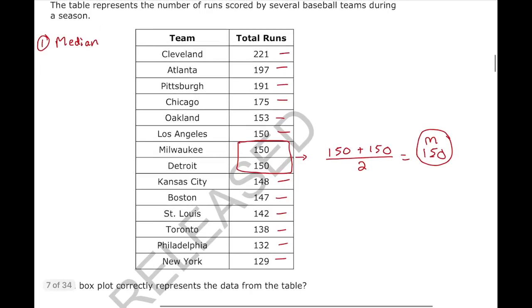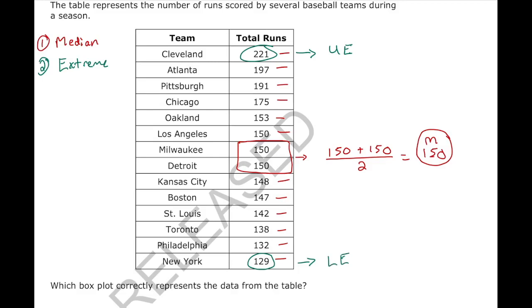Now, once you find your median, the second easiest thing to find would be your lower extreme and your upper extreme. That's just your biggest number and your smallest number. Okay? So, the biggest number I see here is 221. Let's call that the upper extreme. And then the smallest number I see is 129. Let's call that the lower extreme.